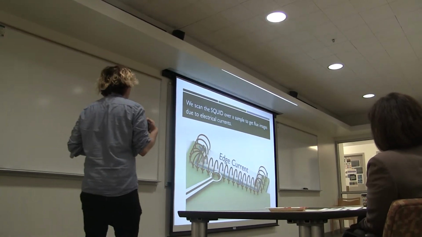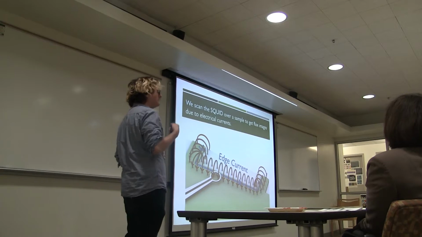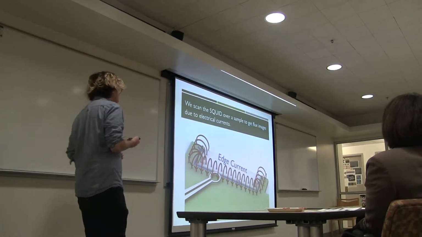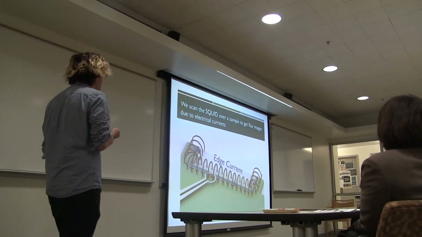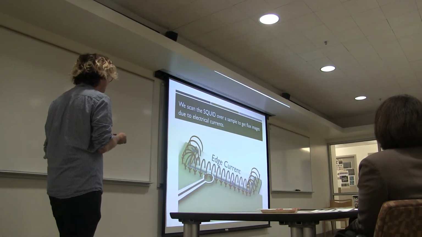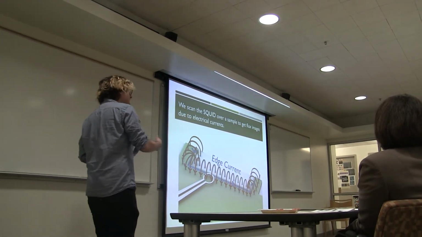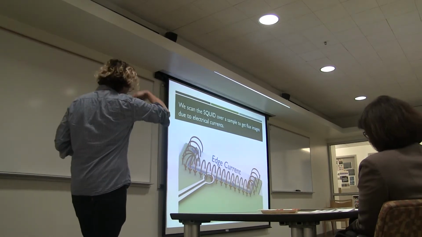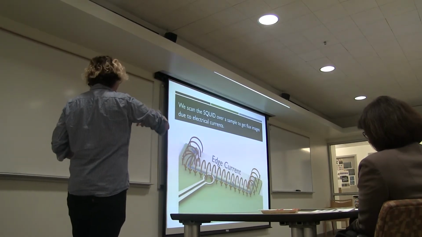And so one possible use of this is to look at the magnetic fields from current. So let's imagine a device that has current flowing along this edge of the device, and the current is indicated in blue. We know what the field lines look like from the Biot-Savart law. They just go around the current like this.